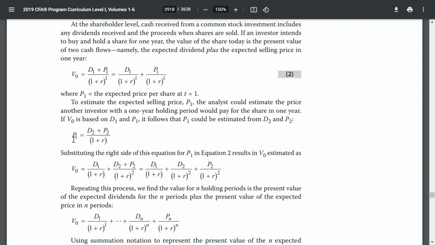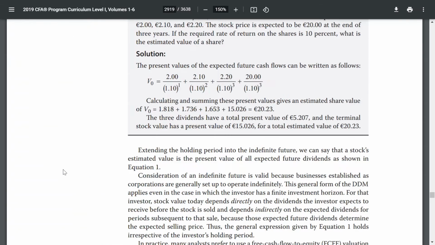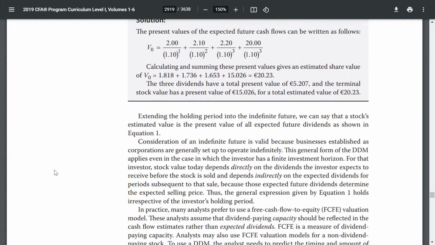Repeating this process, we could find the value for n holding periods: the present value of the expected dividends for the n periods plus the present value of the expected price in the n periods. Extending the holding period into the indefinite future, we can say that a stock's estimated value is the present value of all expected future dividends, as shown in equation 1.